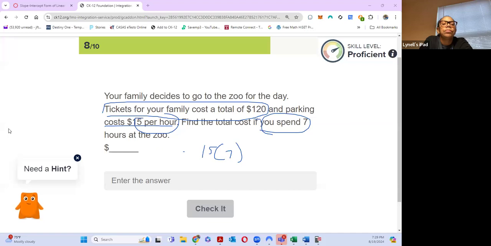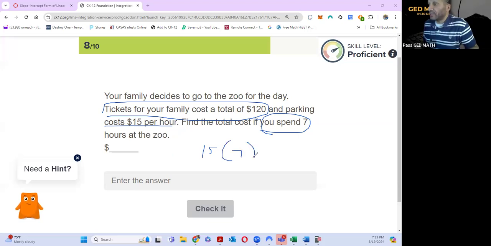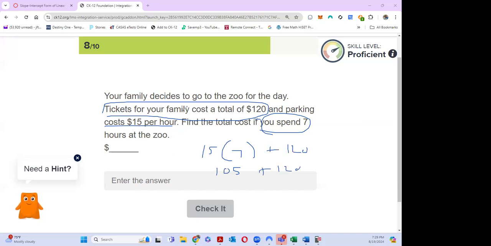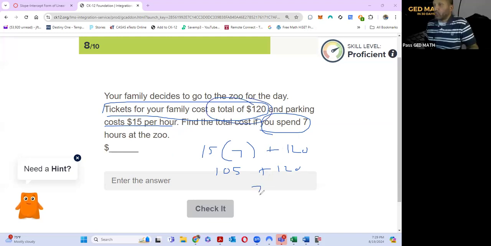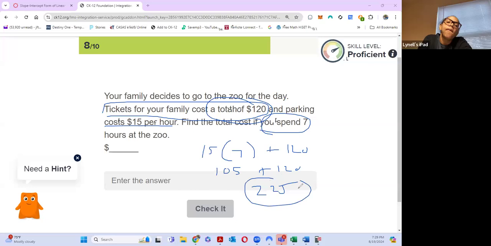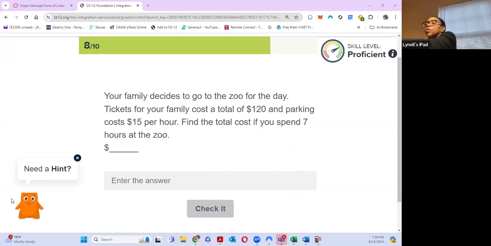So 15 times 7 is 70 and 35. That's 105. Plus the 120 for the tickets. That's 225, correct? Yes. So let's see if we're right. Oh, I gotta check.